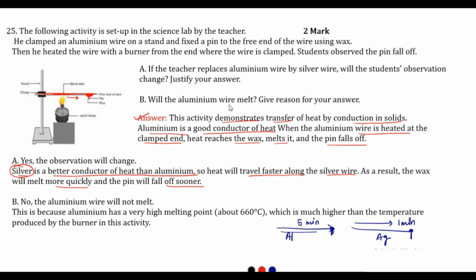Now question B. Will aluminum wire melt? Give reason. Aluminum wire will not melt. So here the answer is no. The aluminum wire will not melt. Now we have to explain the reason for this.